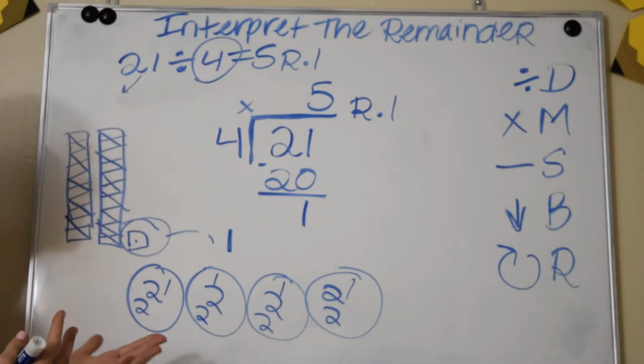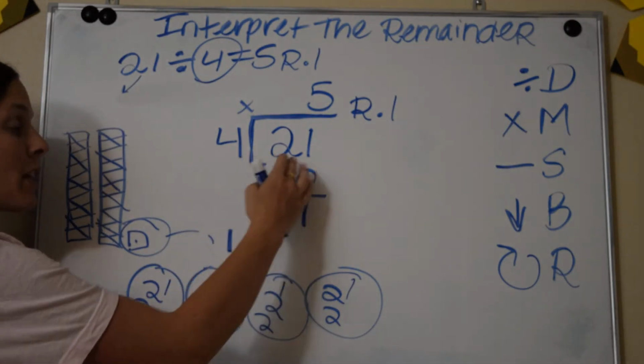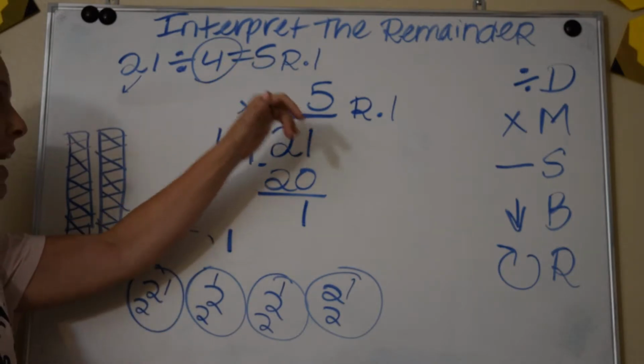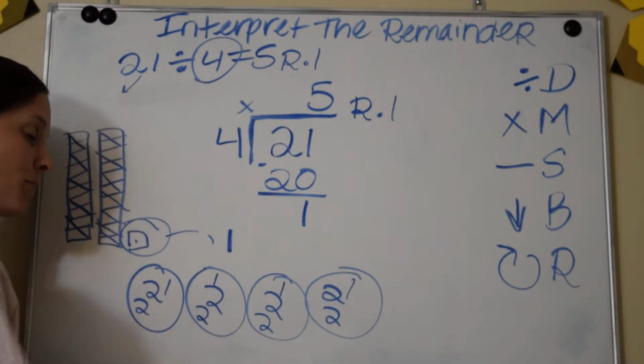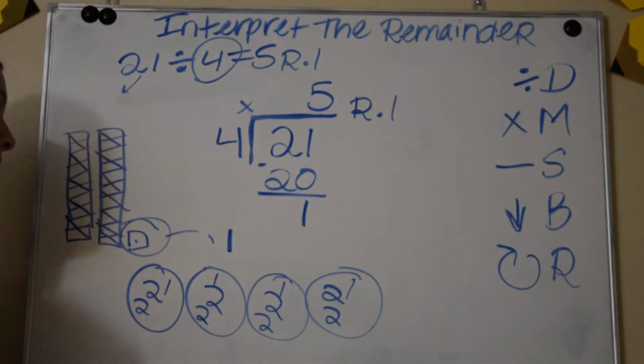So in an algorithm, this is the answer, that 4 can fit into the number 21 5 times, right? With 1 left over, okay?